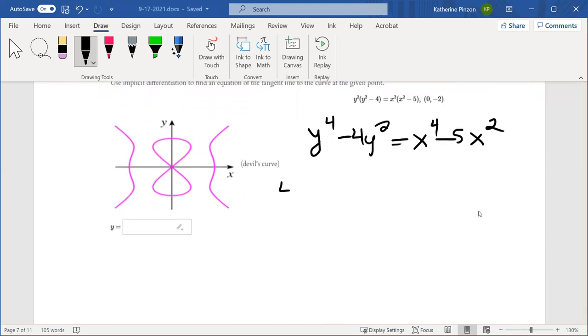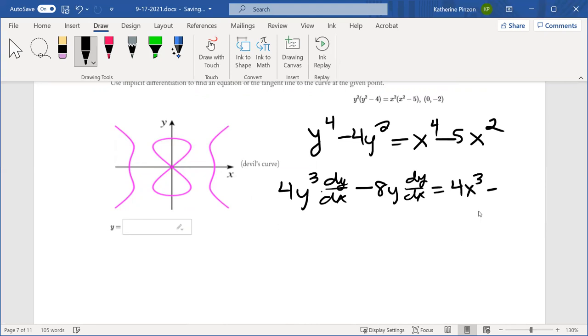Okay, derivative of y to the 4th, 4y cubed dy dx, minus 8y dy dx equals 4x to the third minus 10x. Okay, I need it at (0, -2). So I can plug in 0 for x and -2 for y. And I can do that now if I want to, right? I don't need to solve for dy dx first. You can plug in the numbers whenever you want.